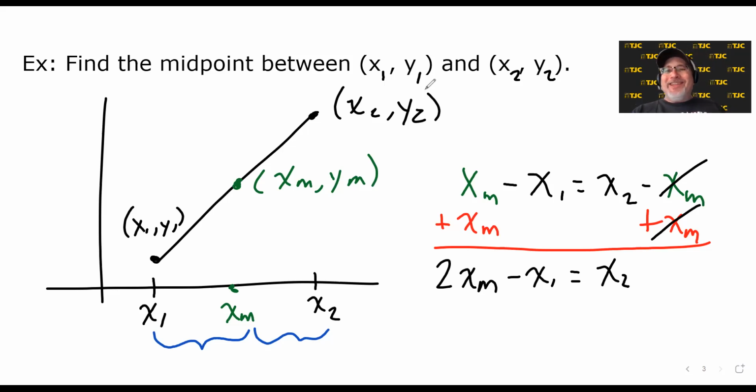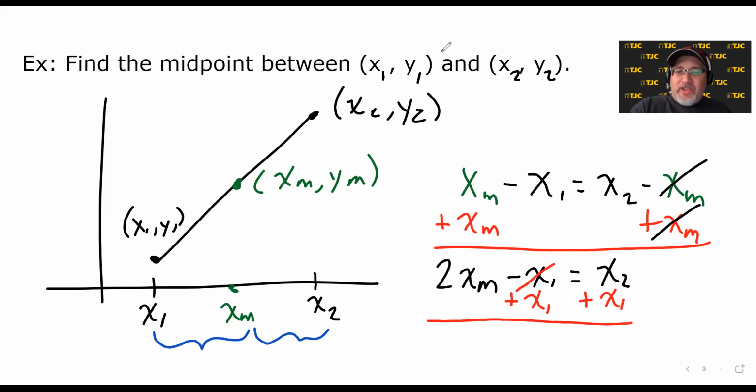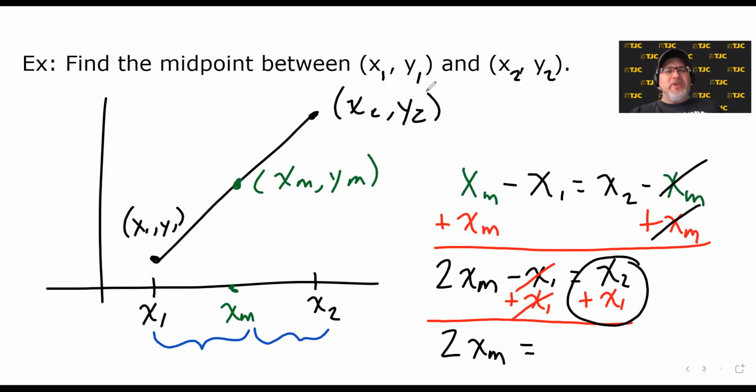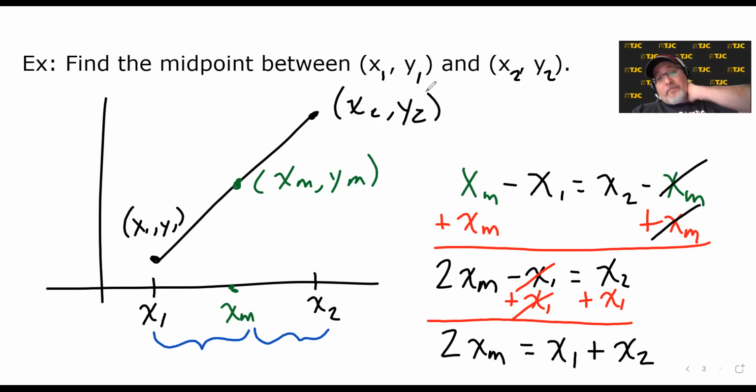And now that we have a single xm, we can just start solving it by getting rid of everything attached to it, starting with adding x1 to both sides. That cancels the x1s on the left and leaves us 2xm equals. Now on the right, we have an addition problem that we can't complete because these numbers are generic. We don't know what they equal. We're trying to add x1 and x2. So the best we can do is write x1 plus x2. You could also write x2 plus x1, but given the option, I prefer my subscripts in order.